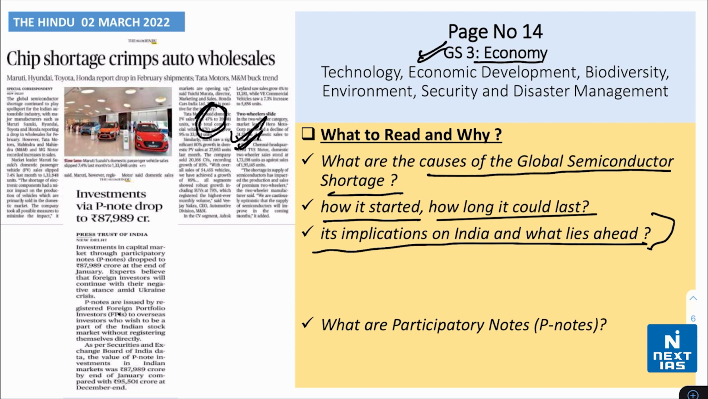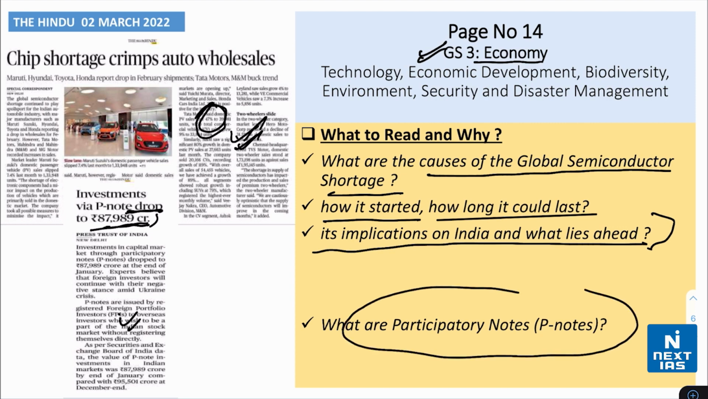The second article on page number 14 itself, from the GS3 economy section, is investments via participatory notes dropped to rupees 87,989 crores. From this article, you have to take a general view of what the participatory notes, or P-notes, are. Let's move on.